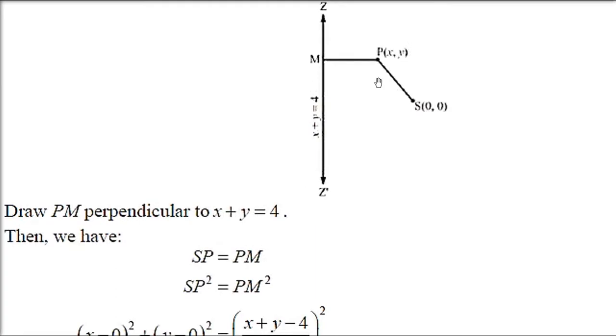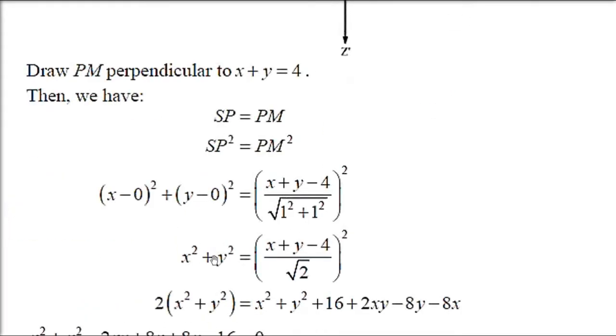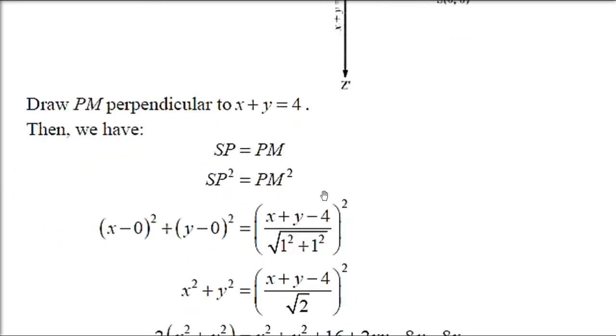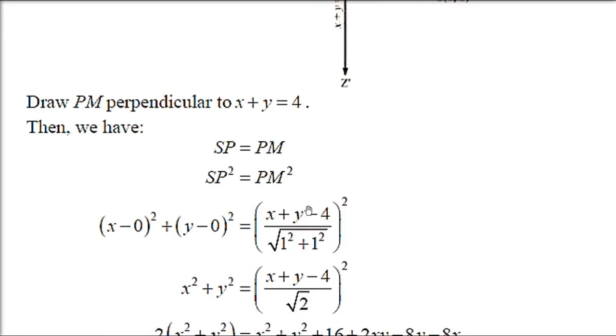So SP and PM we are calling it, and then square it. Just square because there will be a root on both the sides. That is why we are squaring it. So the distance: (x - 0) whole square plus (y - 0) whole square. And for the line, x + y - 4 we will write it.